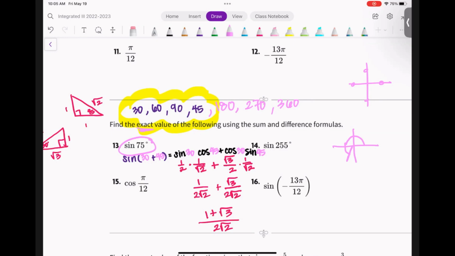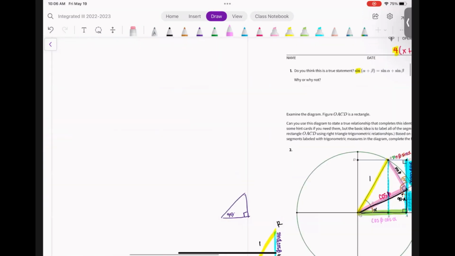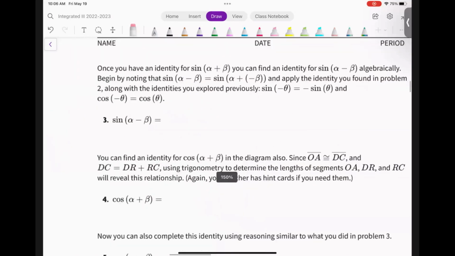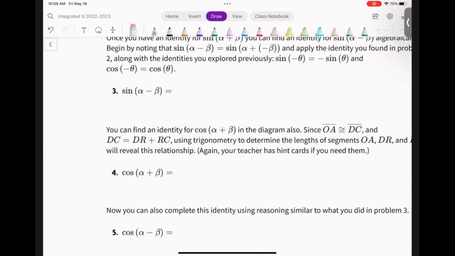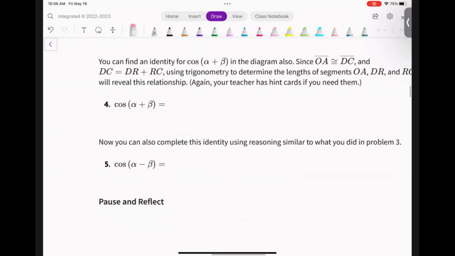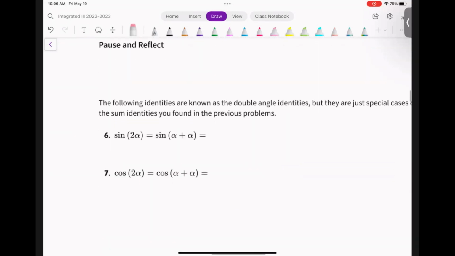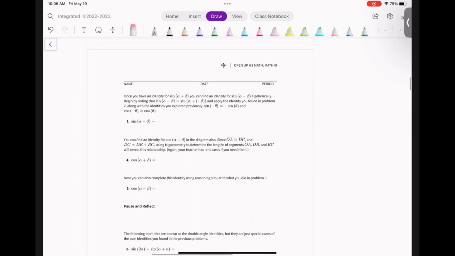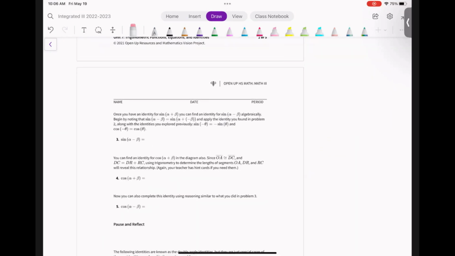Just because I came up with one doesn't mean that you have to do that. Technically, of what I showed you, you cannot do 15 and 16 yet. So you're going to have to go to the other video to see, because in the other video, I will show you what sine of alpha minus beta looks like, cosine of alpha plus beta, and cosine of alpha minus beta. And then these ones too. So I just go on to the next video and then you'll see. Okay. All right. Thanks for listening.